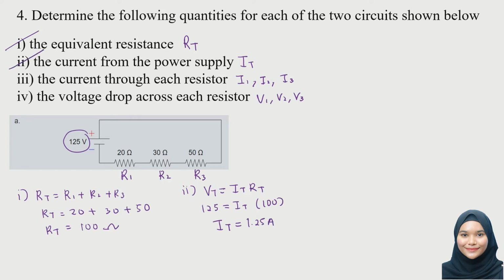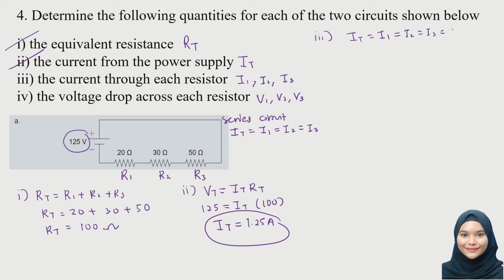So let's look at the third question, the current through each resistor. As we know, this is a series circuit, and when it comes to a series circuit, the current is the same. So the total current is the same as the current that flows through resistor 1, resistor 2, and resistor 3. As we already got the answer for the total current, our total current is the same as I1, I2 and I3, which is 1.25 ampere.